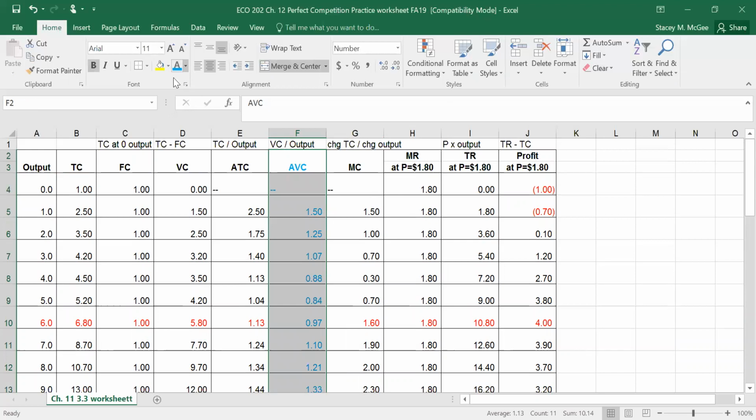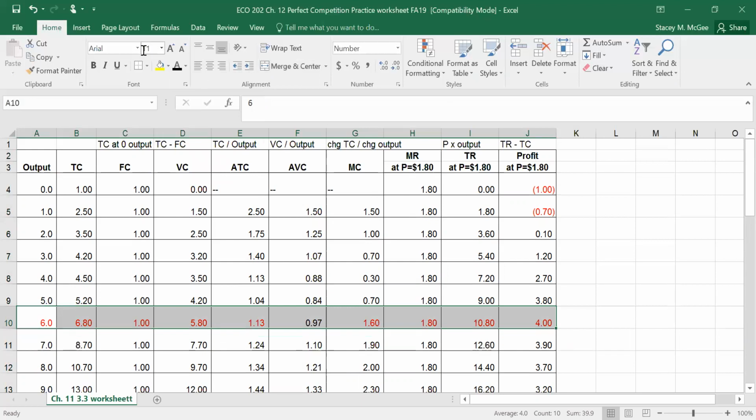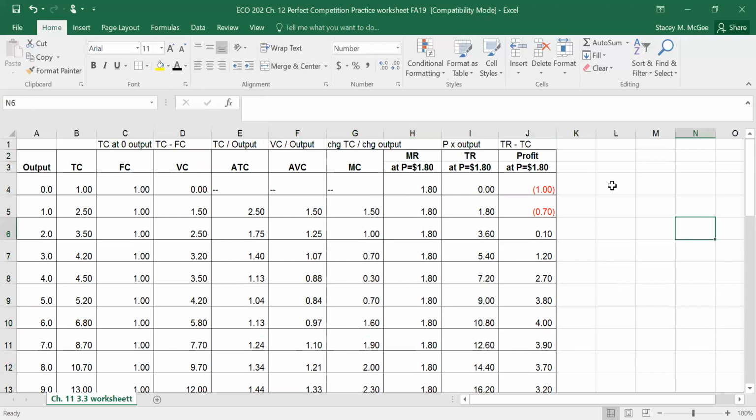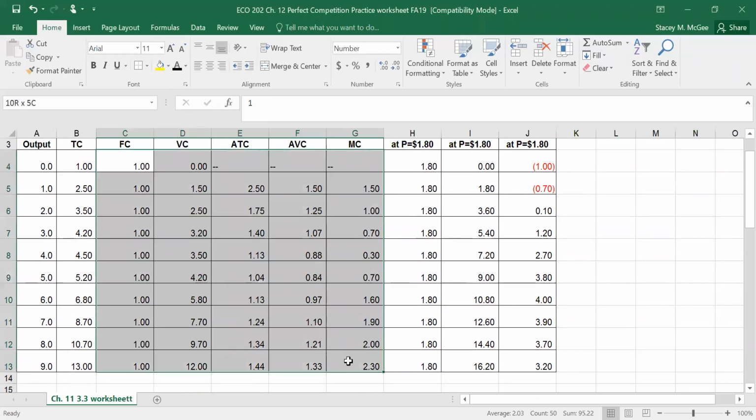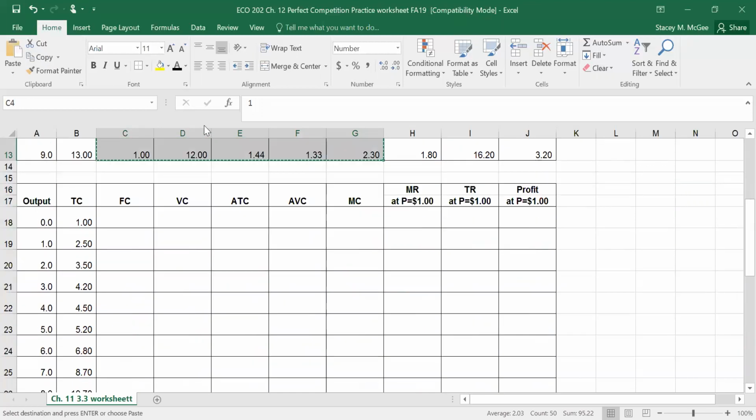I'm going to copy down the stuff with the cost here because this is all the same. See what I mean? It saves you a ton of time if you do it in Excel.